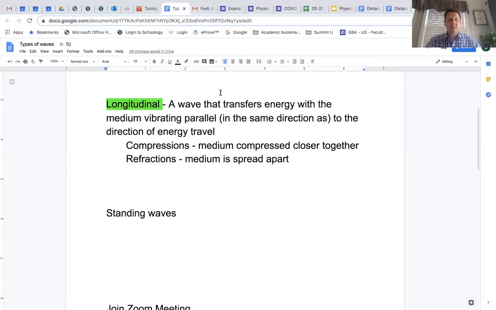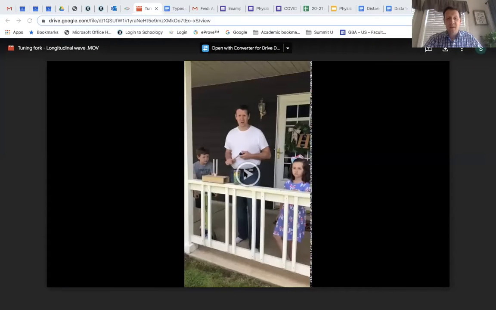It's not necessarily the easiest thing to see or understand, but I've got a video. This is me taking a video of how a tuning fork works with my kids, and we can talk about this more. I had to switch the screen, so now I'm going to share screens to this video. It's Mr. Hicks' iPhone recorded video.